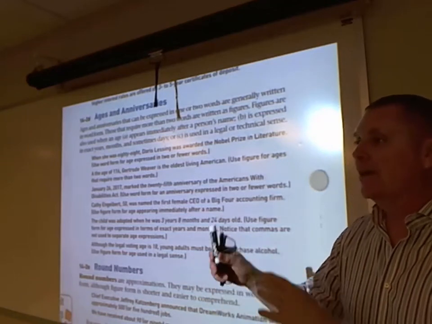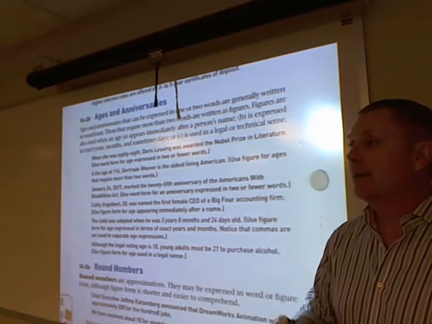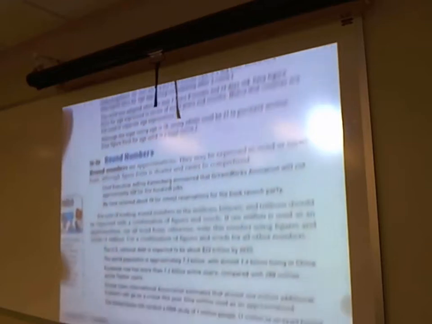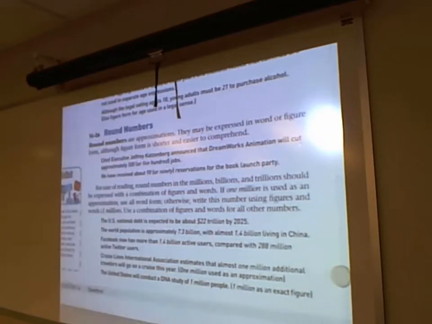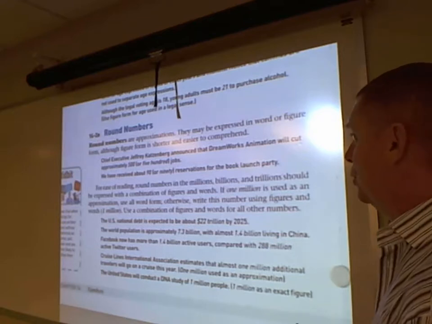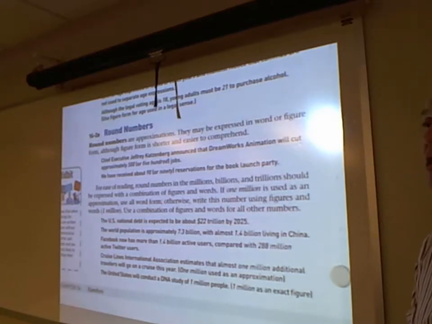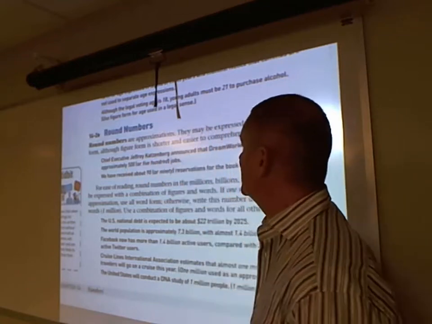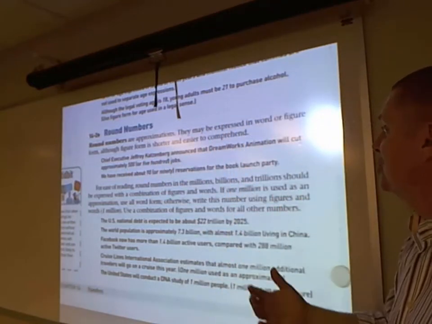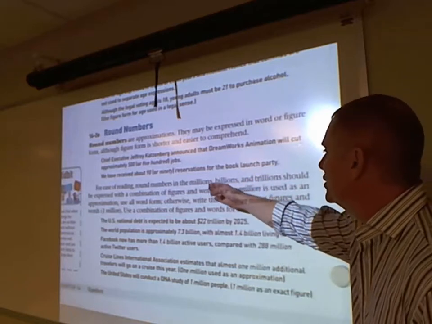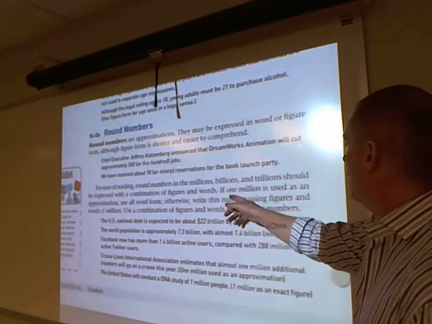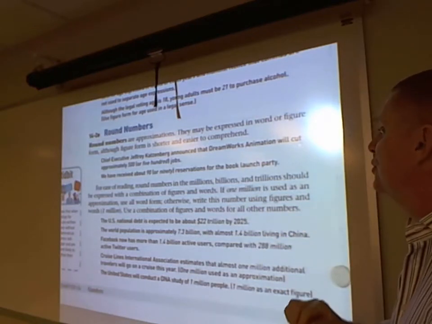Round numbers are approximations. They may be expressed in word or figure form, although figure form is shorter and easier to comprehend, just for the record. We'll cut approximately 500, so figure is shorter and makes it a little bit easier. For ease of reading, round numbers in the millions, billions, and trillions should be expressed with a combination of figures and words. If 1 million is used as an approximation, use all word form. Otherwise, write this number using figures and words. For example, the figure 1 with the word million, use a combination of figures and words for all other numbers.